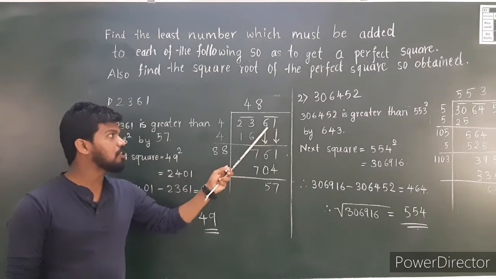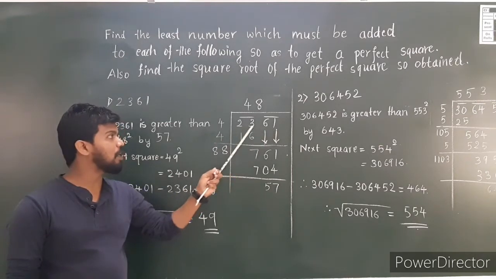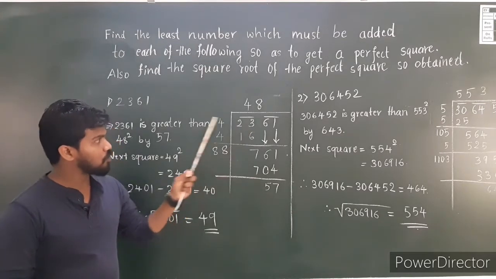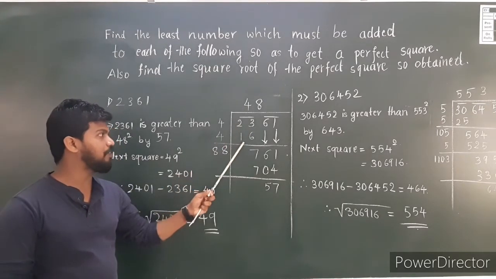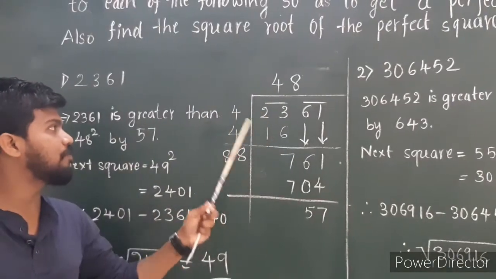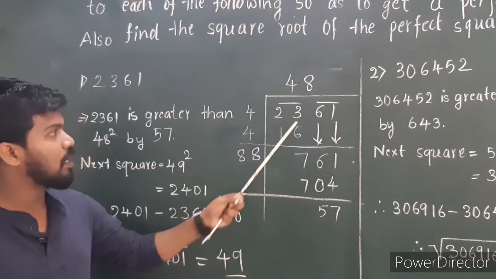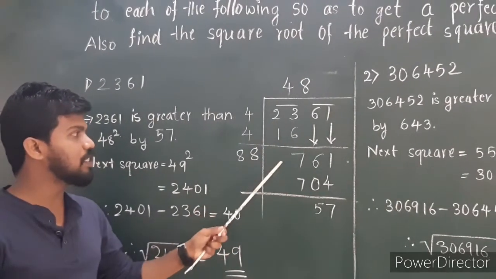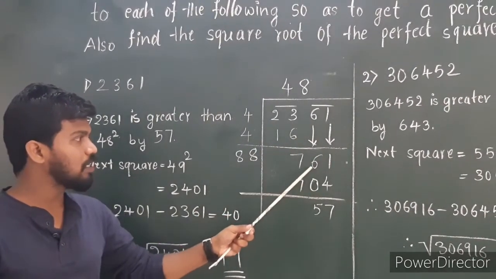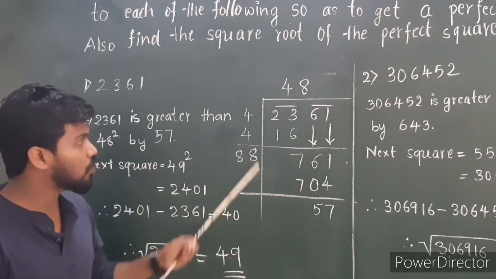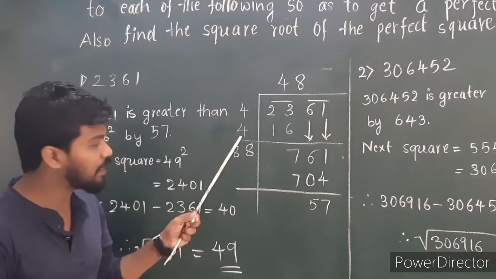Make it pairs. So 6 and 1 make one pair and 2 and 3 one more pair. So you see that 23. If you take 5, 5 fives are 25, that is too large. So now you take 4, 4 fours are 16. 23 minus 16 you get 7, and 1 minus 1 is 0. So take the two terms down, that is 61. So 761. Here 4 plus 4 you get 8.